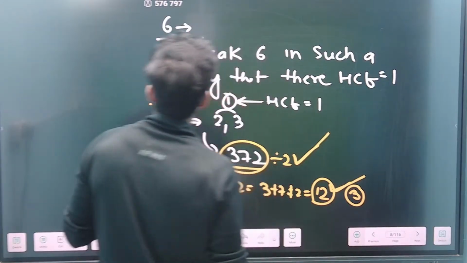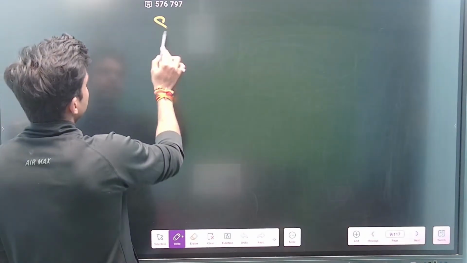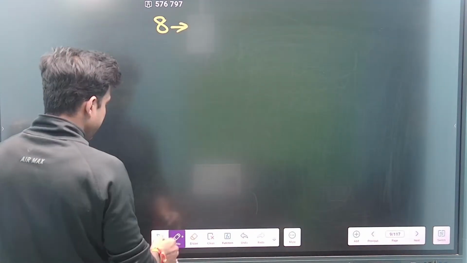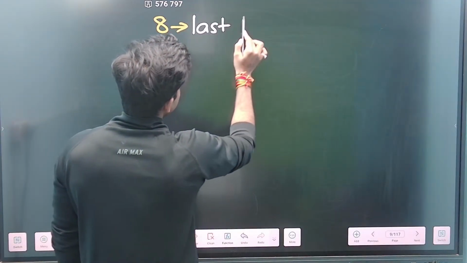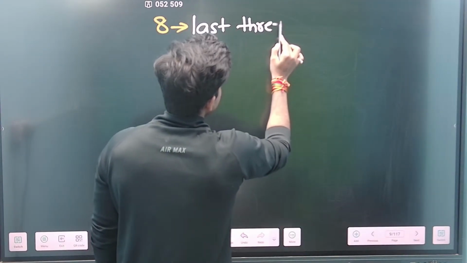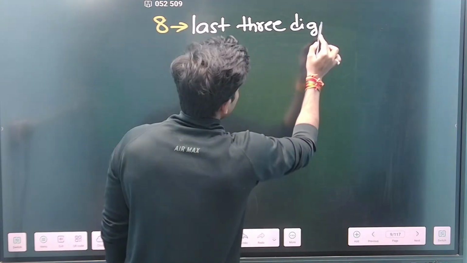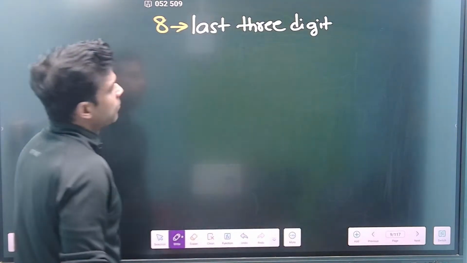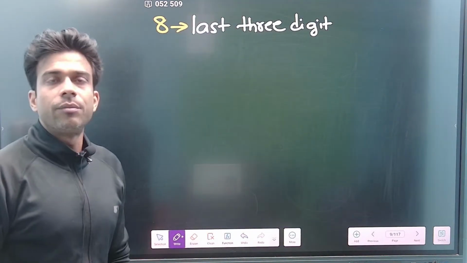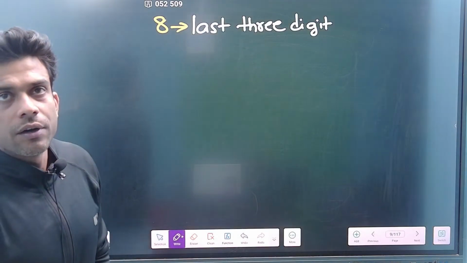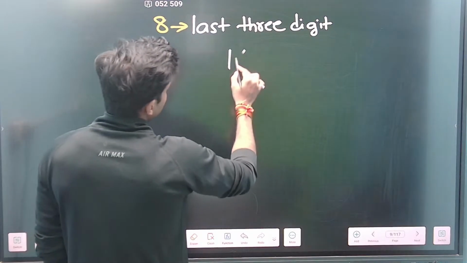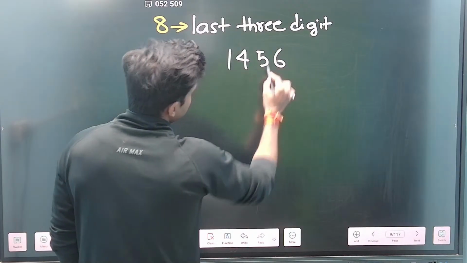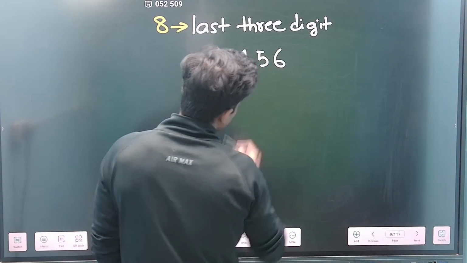Now let's come to 8. I'll not discuss 7 right now. For 8, we look at the last 3 digits. It means if the last three digits of any number are divisible by 8, then the whole number will be divisible by 8, correct? For example, suppose I take the number 1456, then the last three digits would be 456, correct?